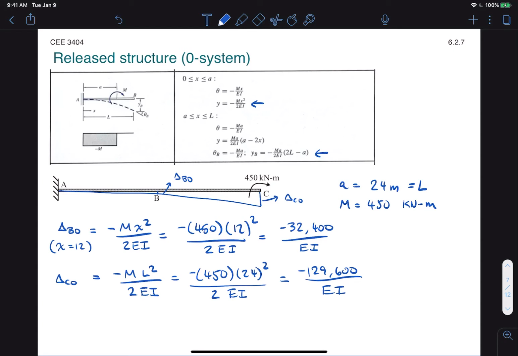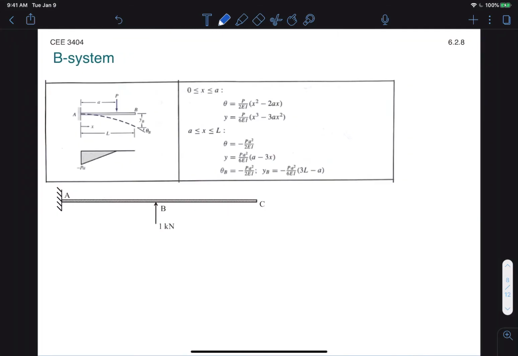That's our zero system. Moving on to the B system. Now we have to use a different table, one for a force applied to a cantilever beam. So from observation, we can say that A is equal to 12 meters in this case, because the 1 kilonewton force is applied at the center of the beam, and P will be equal to negative 1 kilonewton, because the force is being applied in the opposite direction as that in the table.